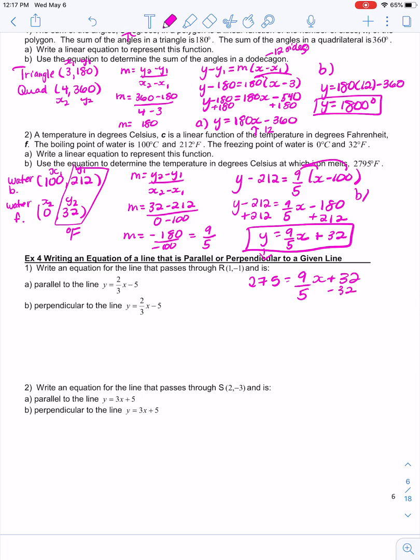So I'm going to subtract 32 from both sides. That gives me 243. And then I'm going to divide both sides by 9 over 5. And that gives me 135 is equal to x. So iron melts at 135 degrees Celsius.